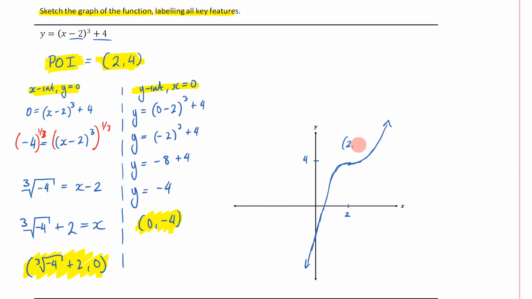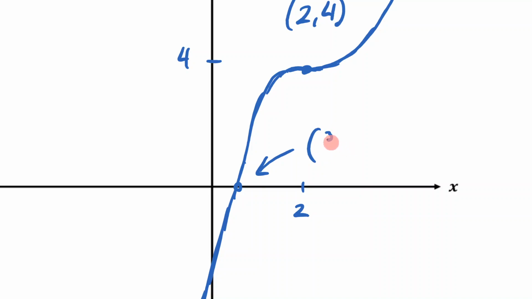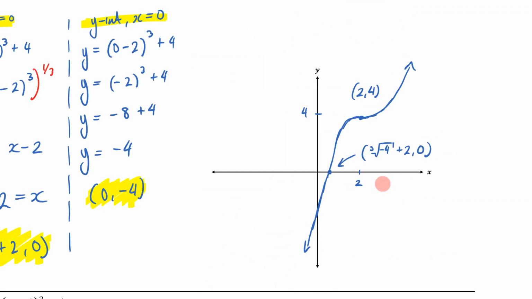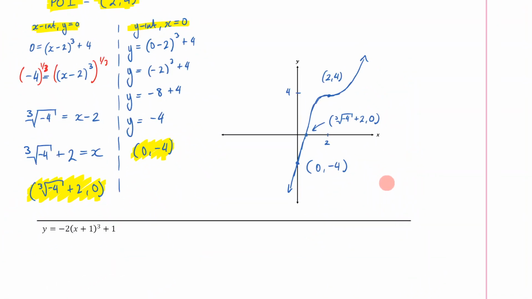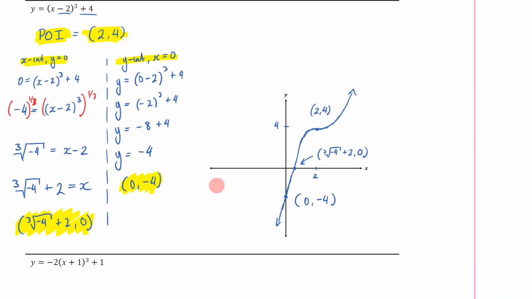This is going to be 2, 4. We have to label what this x-intercept is going to be. This x-intercept here is going to be, and I might zoom in here, the cube root of -4 plus 2, 0. That's what it's going to be. And then this point over here is going to be 0, -4. That's my y-intercept. So there you go. I have both my x and y intercepts labeled like such.